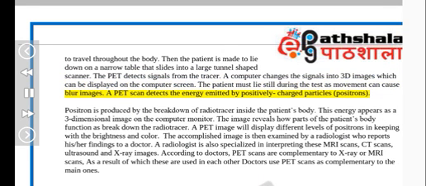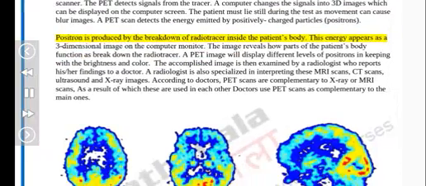A PET scan detects the energy emitted by positively charged particles, positrons. Positrons are produced by the breakdown of the radiotracer inside the patient's body. This energy appears as a three-dimensional image on the computer monitor. The image reveals how parts of the patient's body function as they break down the radiotracer. A PET image will display different levels of positrons in keeping with the brightness and color.